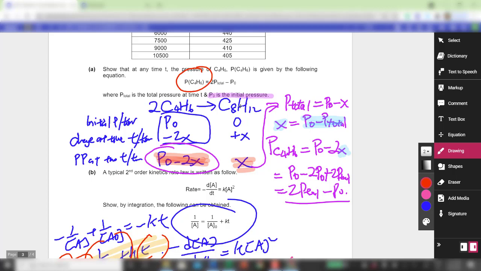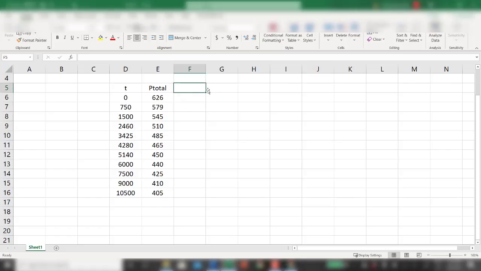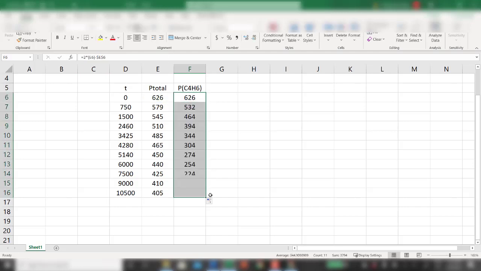So we just do P total minus P naught. So that's P C4H6, which equals 2 P total minus P naught, which is the initial one. Okay, and this value is kept constant, so I'm going to change it to the dollar sign. Okay, and then I'm going to drag it down to get the rest of the values.